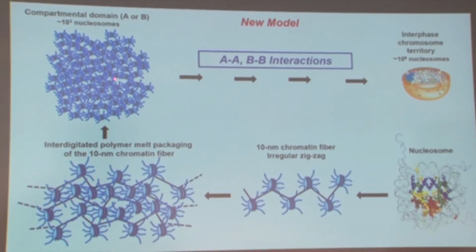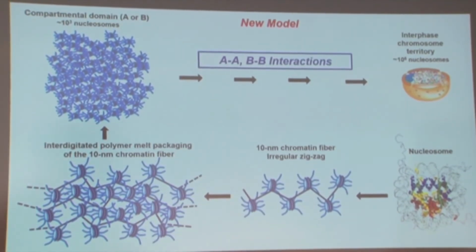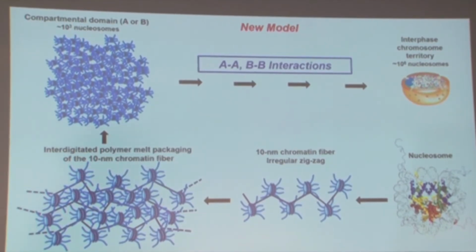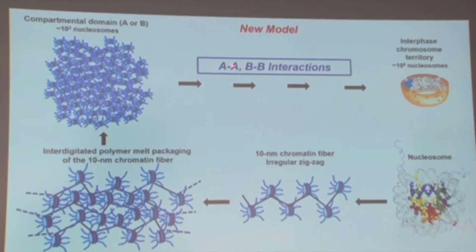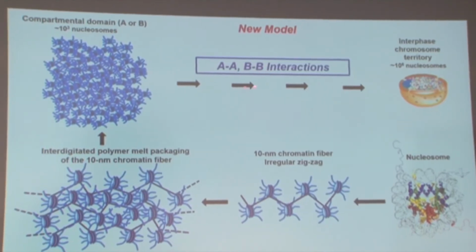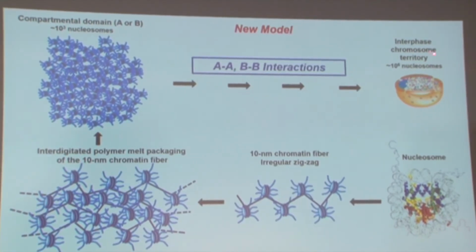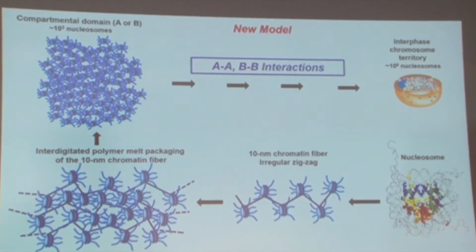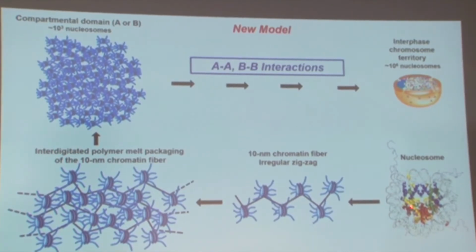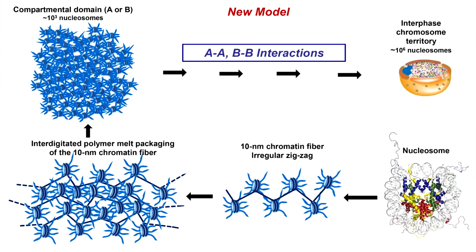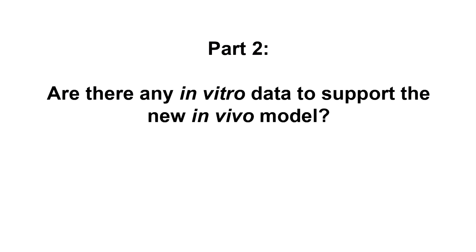This packaging ultimately leads to formation of compartmental domains, which are globular. And then you subsequently have AA domain interactions and BB domain interactions and a large number of steps that we don't understand to ultimately give you a globular chromosome territory. I think it's important to point out that at every step of the way here, starting with the nucleosome itself, which is a globule, you have globules which are forming higher order globules all the way up to a globular chromosome. Okay. So that's the model that we would put together based on in vivo data.